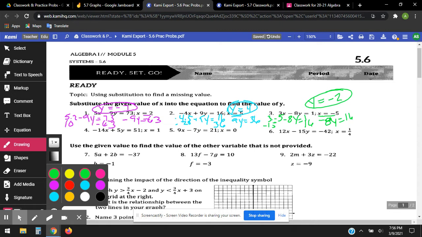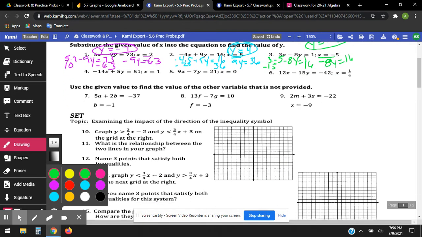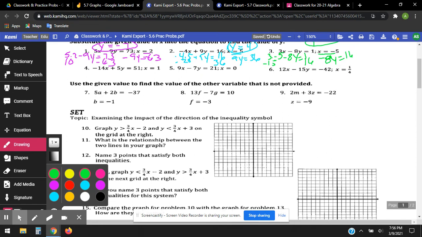Down here, use the given value to find the value of the other variable that is not provided. So same idea. B is negative 1, so 5 times negative 1 plus 2b equals negative 37. That's negative 5, so I'm going to add 5 to the side, which means I'm going to get negative 32. So 2b equals negative 32, which means b equals negative 16.